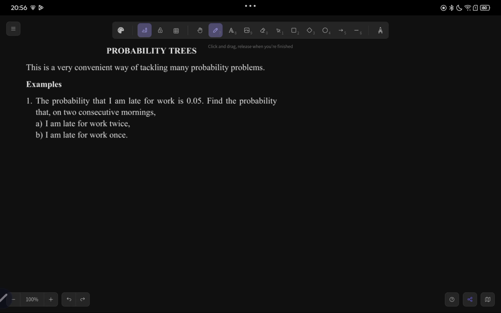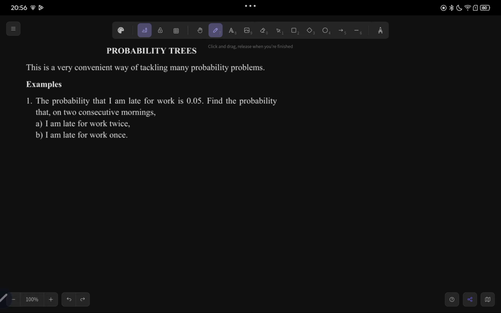In our example number 1, it says the probability that I am late for work is 0.05. Find the probability that on 2 consecutive mornings I am late for work twice. And part B, I am late for work once.